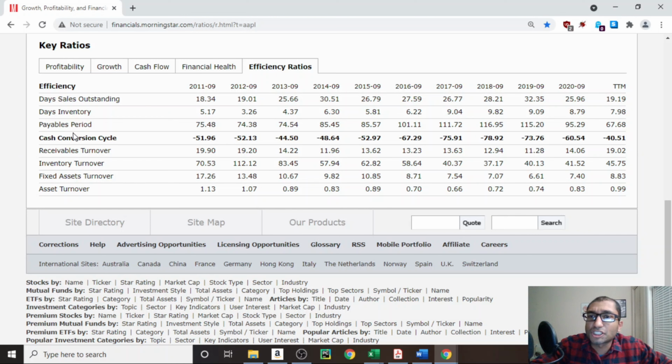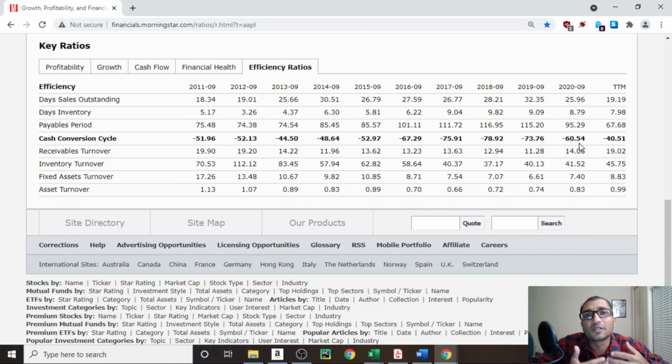Finally, looking at the cash conversion cycle. The cash conversion cycle is the addition of the days sales outstanding to the days inventory, and then we subtract the payables period from that number. A negative cash conversion cycle tells us that the company receives cash before it actually has to pay cash out to its suppliers. Ideally, we want the company's cash conversion cycle to be negative, as that means that the company has a lot of days to play around with its cash before its obligations are due.